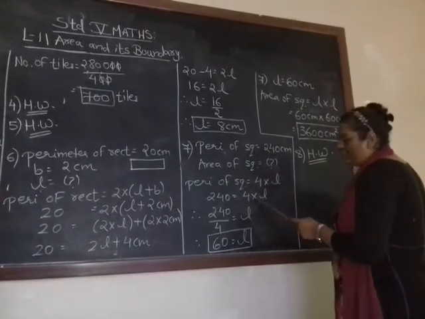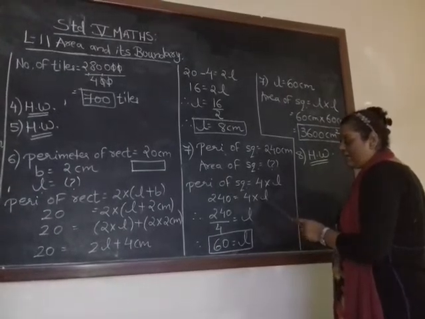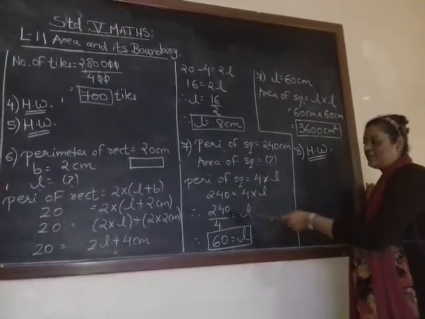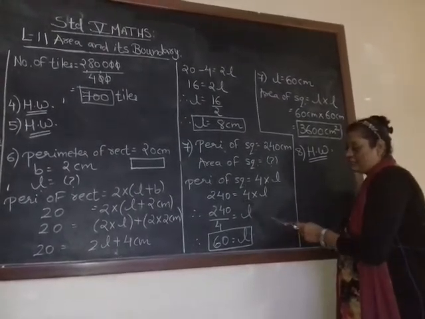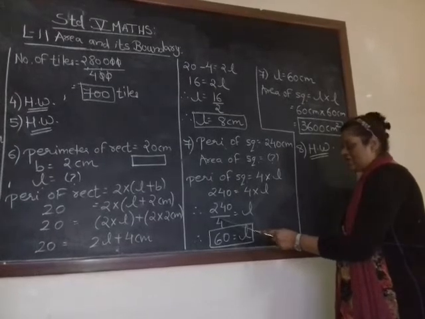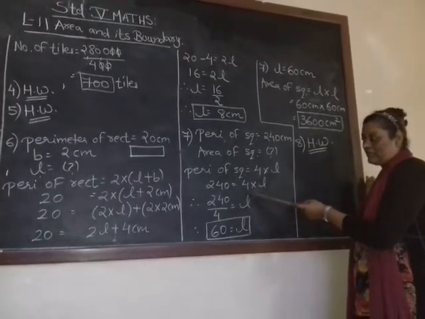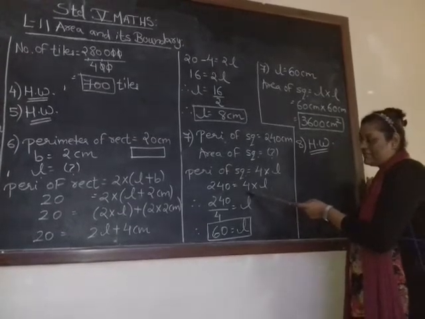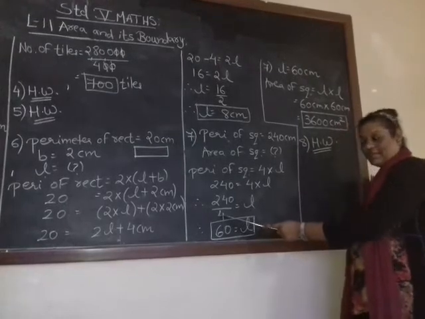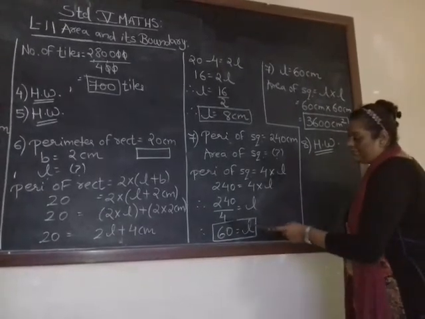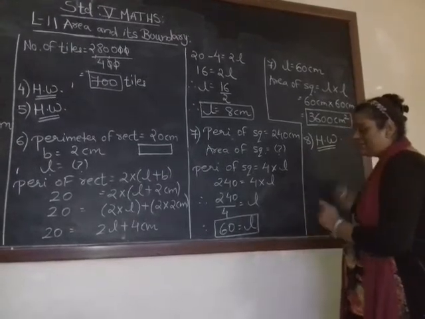240 is equal to 4 into L, right? That is 4L. Now 4 and L are in multiplication. I cannot make 240 come here because 240 is bigger. So this 4 has to shift towards 240. So 4 and L have what sign here? Multiplication. When it changes direction or position, it will go in division, in the denominator. So 240 will be divided by 4. Your answer is 60 centimeter, that is L.